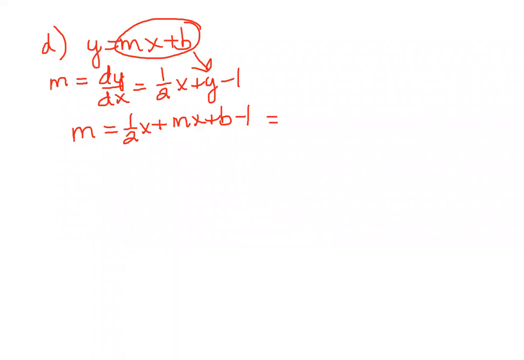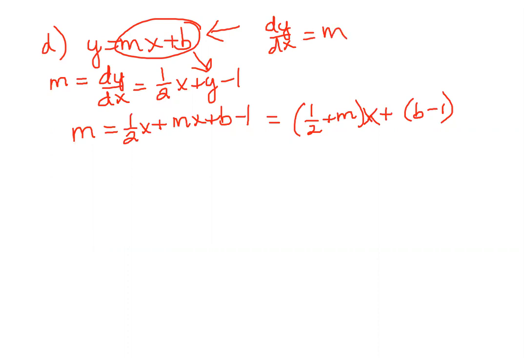Which equals, if we put the x's together and the constants together, it equals 1/2 plus m x plus b minus 1. Okay, so the derivative of this thing right here is just m. All right, that's what we've got right here. We have m equals 1/2 plus m x plus b minus 1.